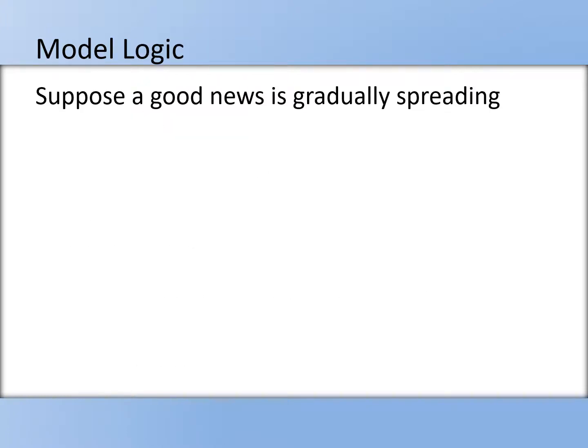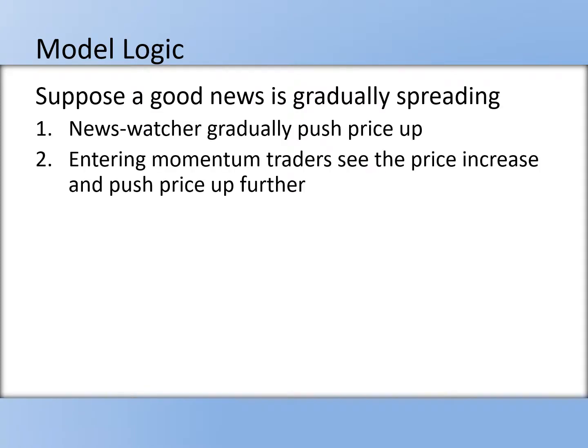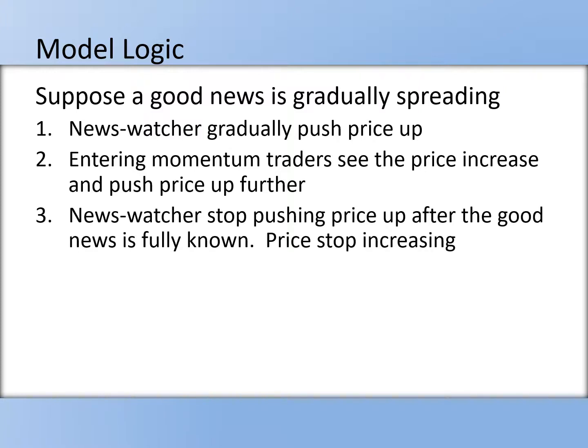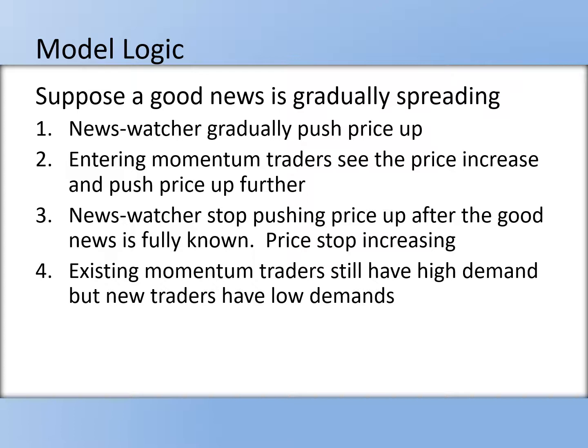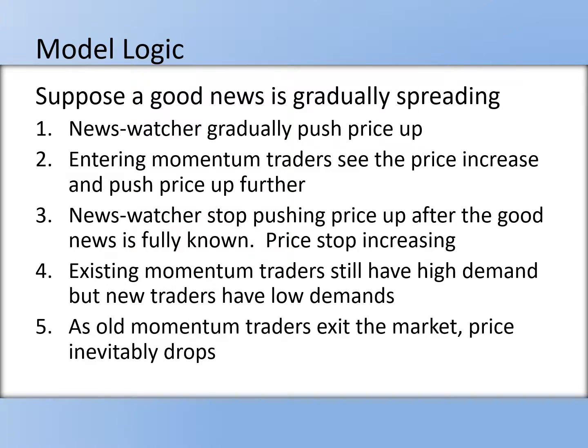So I've already illustrated the logic. When good news is spreading, news watchers gradually push the price up. Entering momentum traders push the price further up because they see that the price has been going up. News watchers stop pushing the price up after the good news is fully known. At this point, price stops increasing. Existing momentum traders start exiting, and new traders have low demand. So as old momentum traders exit the market, price inevitably drops.